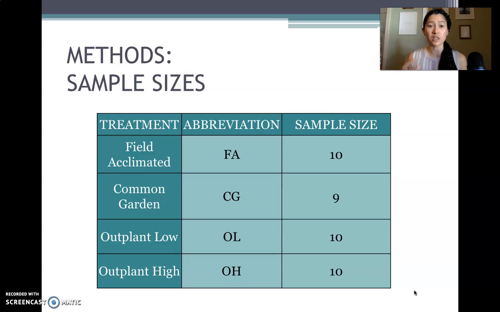And just in terms of sample sizes and abbreviations, we had roughly 10 mussels from each of those different treatment groups. And in the data set we'll be working with, you're actually going to see these abbreviations here in the middle column. The field group is abbreviated FA, common garden CG, outplant low OL, and outplant high OH.